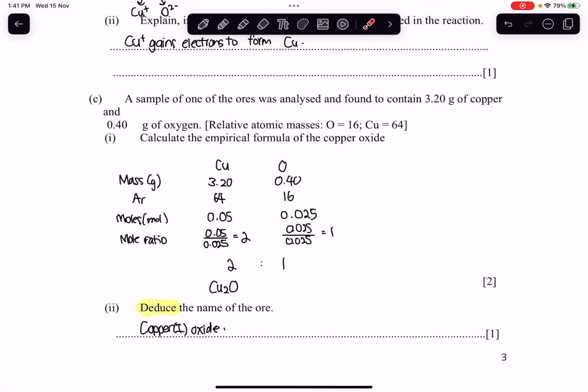Now to find the mole ratio, you simply divide the number of moles by the smallest number. So you divide both of them by 0.025. 0.05 divided by 0.025, you get 2, and 0.025 divided by itself is 1. So the empirical formula ratio is 2:1, 2 copper to 1 oxygen, so it's Cu2O.